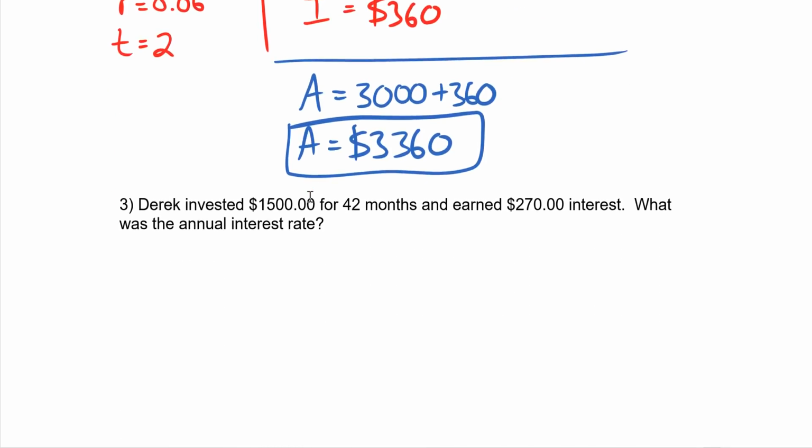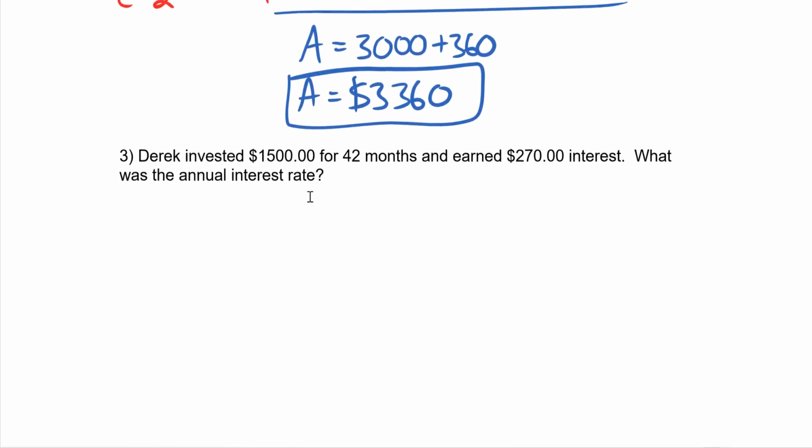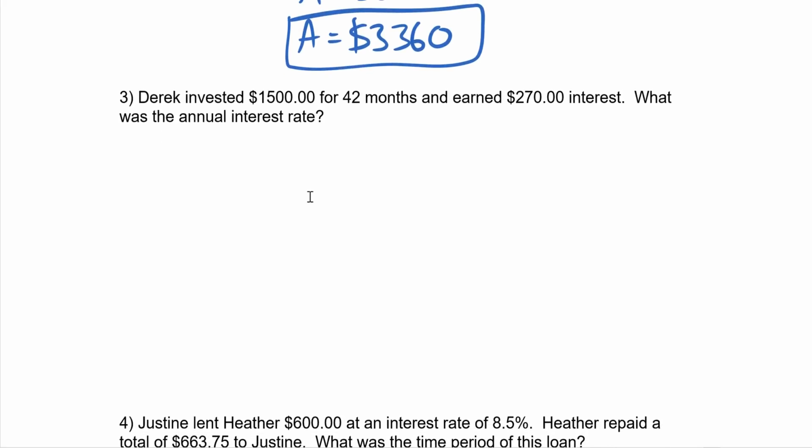So Derek invested $1,500 for 42 months and earned $270 interest. What was the annual interest rate? For this, I'm always going to list all my relevant information on the side. Now, if he invested $1,500, that is his principal.